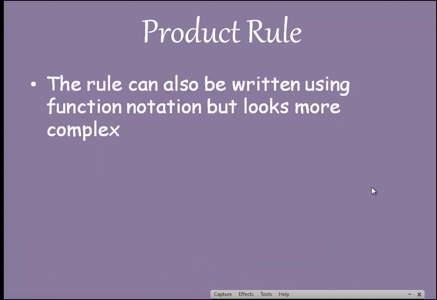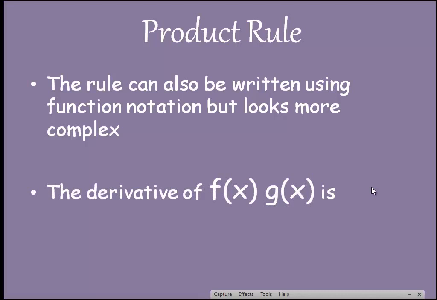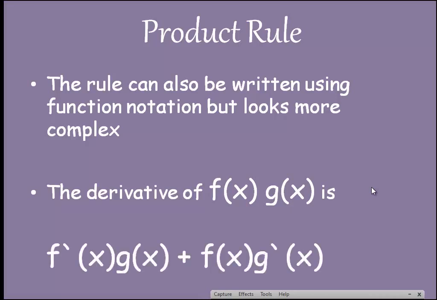Right, let's see what this looks like in function notation. This is the form that the product rule is written in the formula booklet. You don't get the product rule, unfortunately, you've got to remember this one. So we write it as f of x g of x, and then we write it as f dash of x g of x plus f of x g dash of x, the dashes being the derivatives of those functions of x.